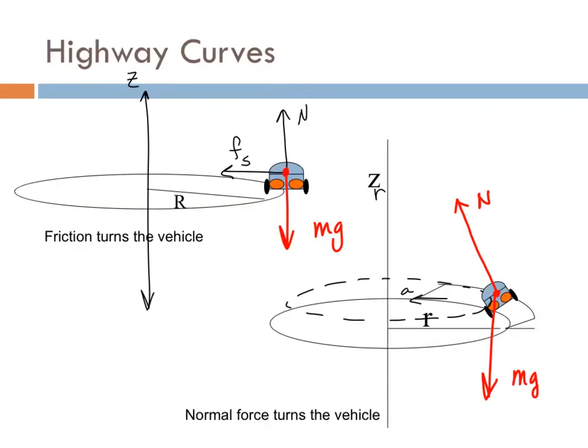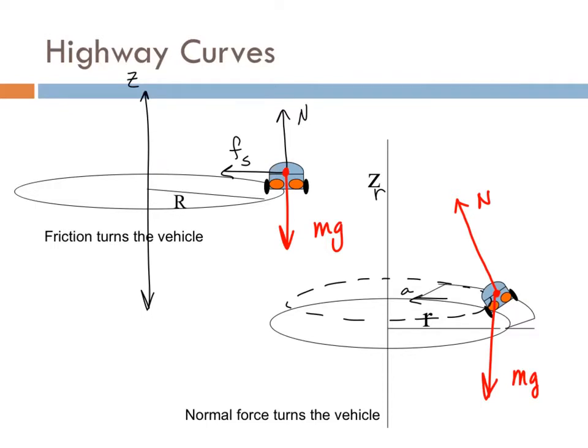Before we look at some examples, I want to talk about two specific situations. These have to do with highway curves. Now, if you are turning on a flat surface, the force that makes you turn is going to be friction. You have static friction that's pulling you towards the center and helping you make that turn. Now, if you are on a banked curve, then the normal force, or a component of the normal force, is what's going to help you make that turn.